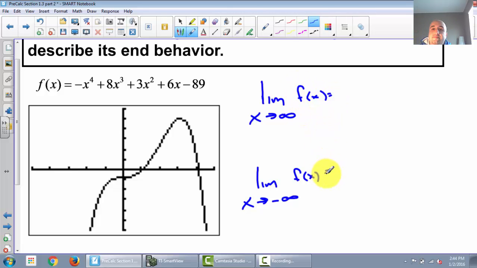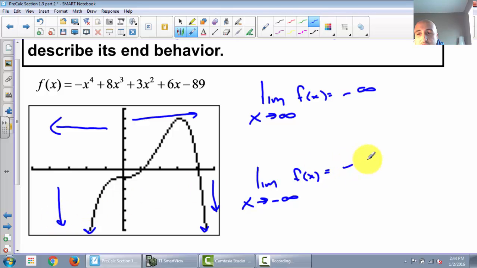All right, so as x gets bigger, what's our graph doing? It's pointing down, so it's going towards negative infinity. Okay? Now what happens if we go the other direction? What happens when x is getting smaller? What's our graph doing? It's also going down. So both of these answers are going to be negative infinity, which is okay.